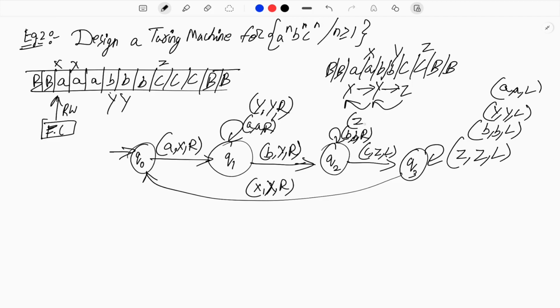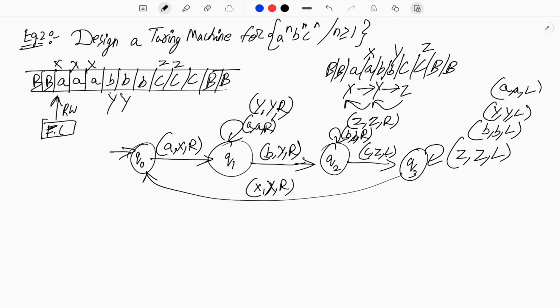So here after reaching q2, we have to move towards z, right? Okay, we're gonna mark it as z. After marking it, we're gonna simply ignore it and move towards the initial state, that is x. We're gonna ignore the x r. We're gonna simply move towards here, and when we find a, we have to mark it as x, and we're gonna move towards the b.